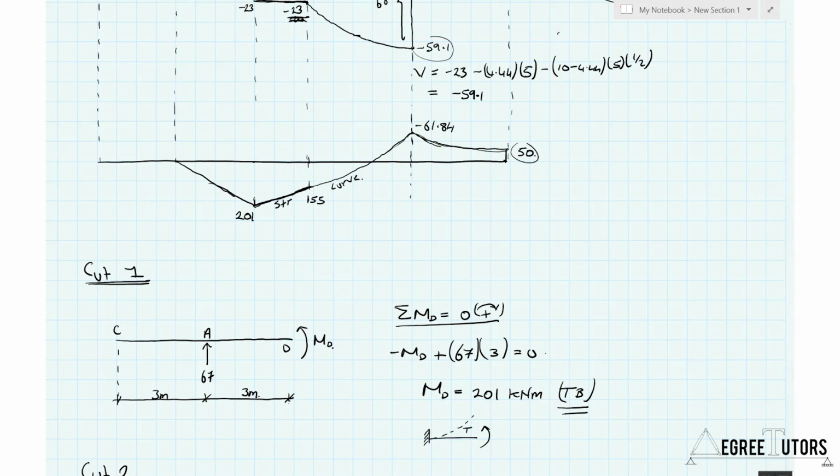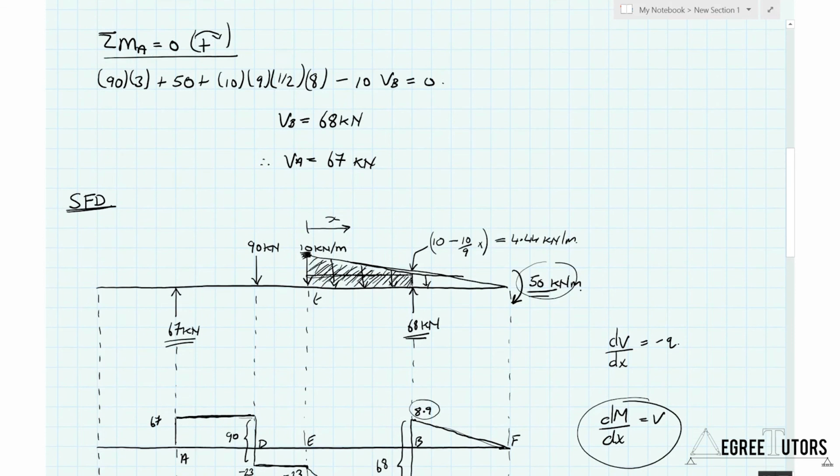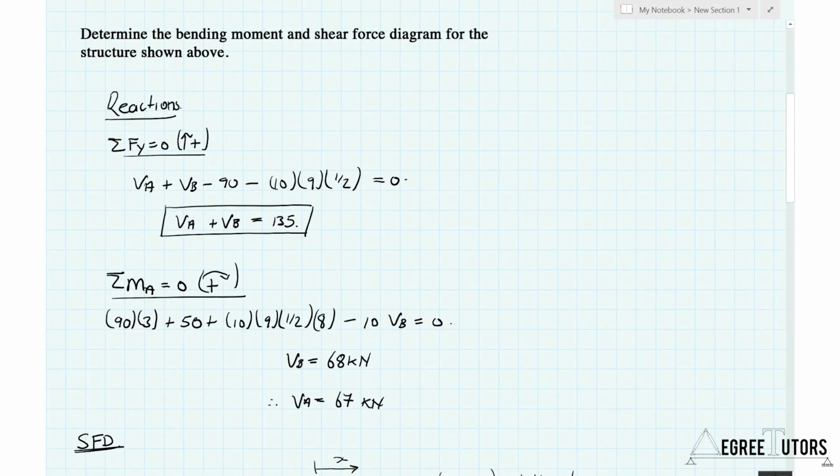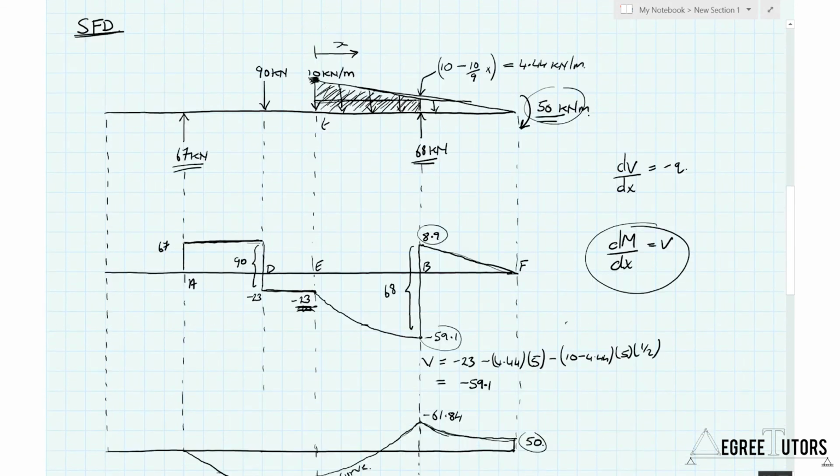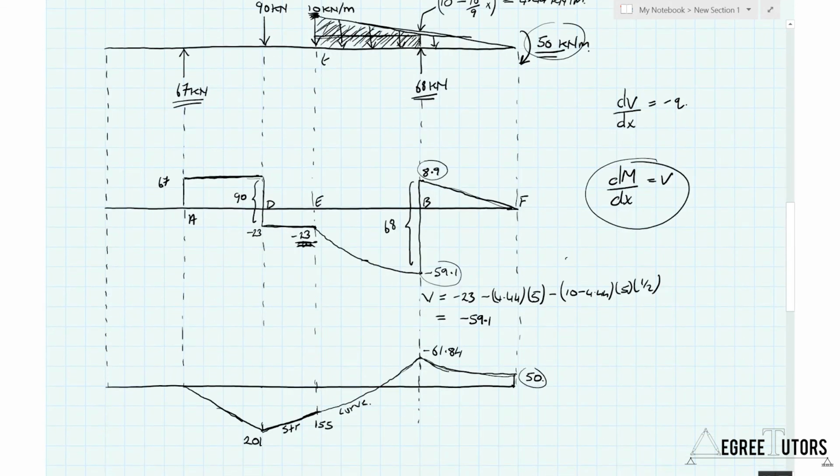Key points here really are, the key stages to this analysis were, first of all, get your reactions. That's what you've got to do at the start of any question like this. Then we looked at the structure and we traced the loads across the structure. So we relied on this first equation, dV/dx equal to minus q, which essentially says that the slope of the shear force diagram at any point is equal to the negative of the load intensity at that point. Okay, so what that told us was essentially how the loads applied to the structure transferred into a shear force diagram, or produced a shear force diagram. So we traced the loads across the structure.